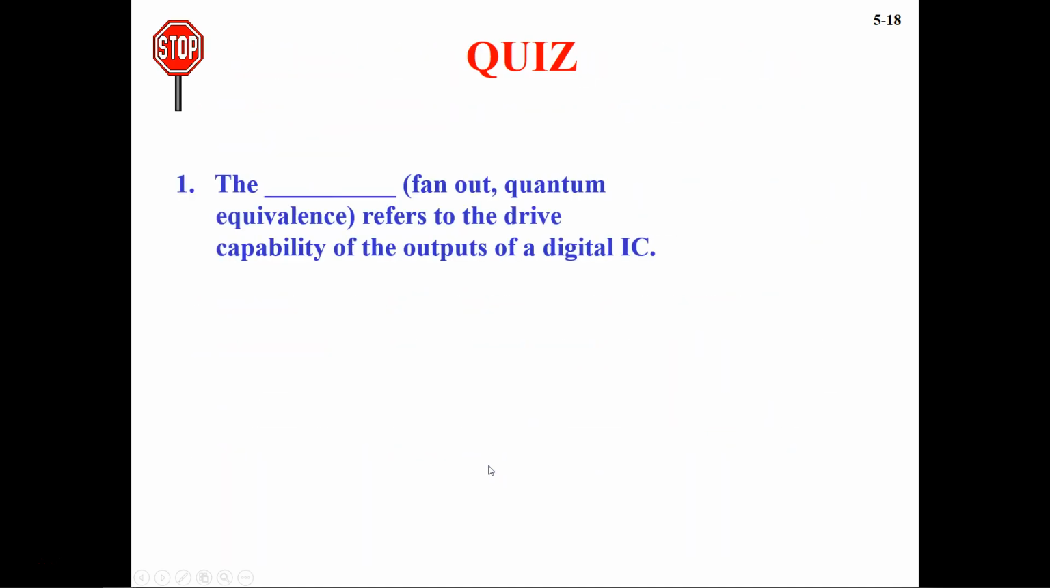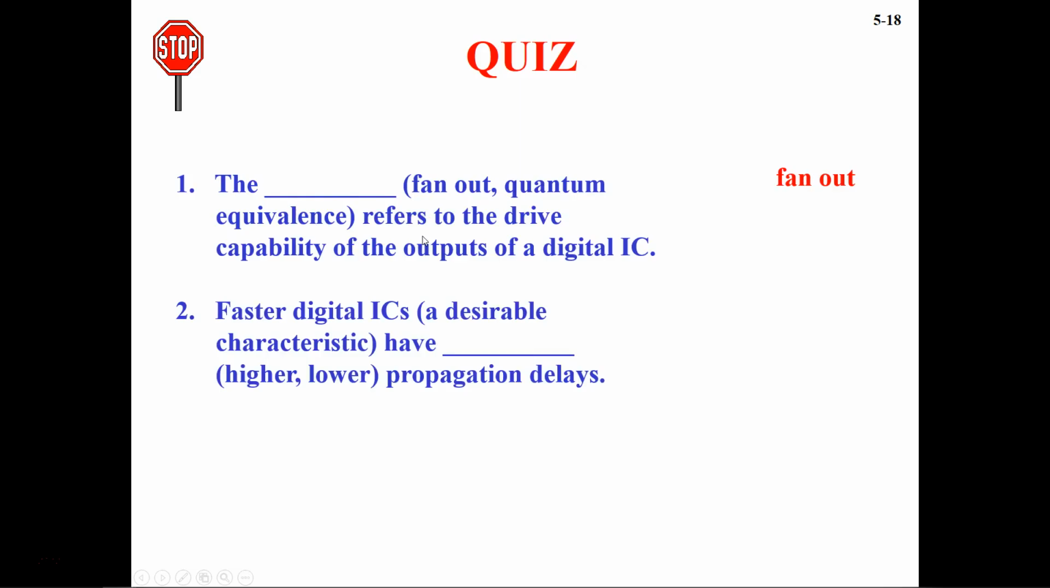The first question says, the fan out or quantum equivalence refers to the drive capability of the outputs of a digital IC. So here the answer is fan out. We never discussed quantum equivalence. Next: faster digital ICs are desirable characteristics, do they have higher or lower propagation delays? We learned that if the speed is high, we need lower propagation delays, so the answer should be lower here.